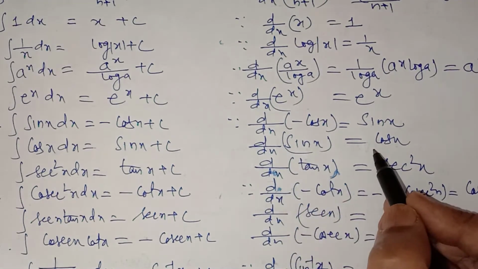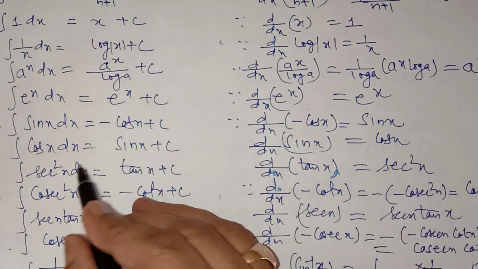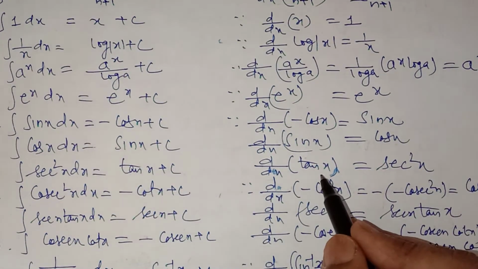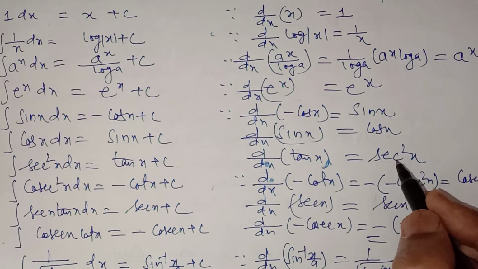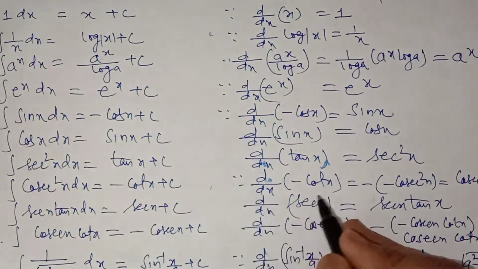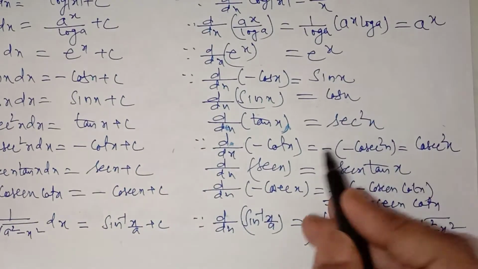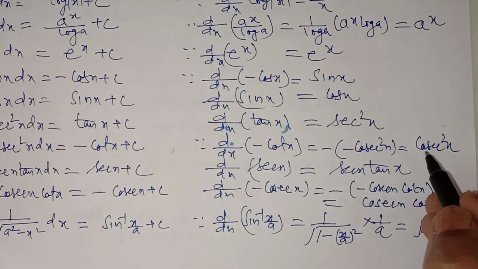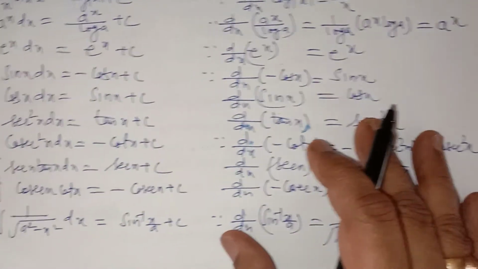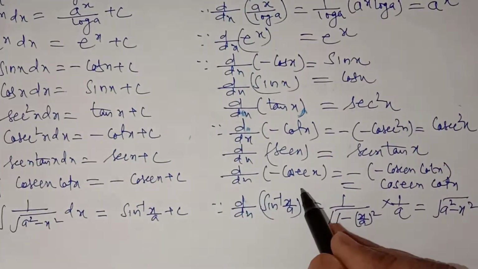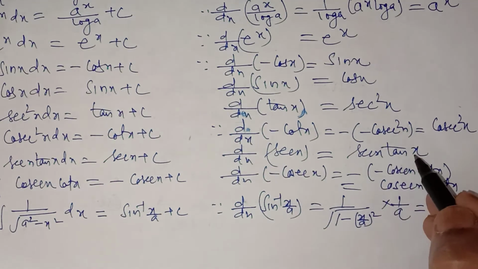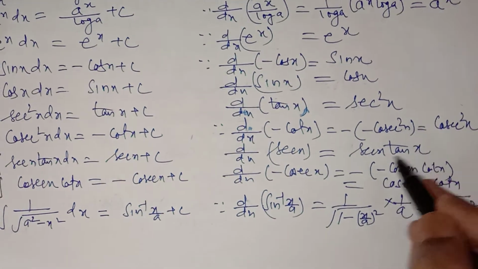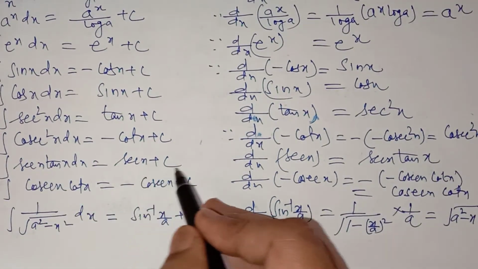Derivative of sin x is equal to cos x, so therefore integration of cos x is equal to sin x. Because the derivative of tan x is equal to sec square x, therefore the integration of sec square x will be equal to tan x. Because the derivative of minus cot x is equal to cosec square x, therefore the integration of cosec square x will be equal to minus cot x. Similarly, derivative of sec x is equal to sec x into tan x, therefore the integration of sec x into tan x will be equal to sec x plus c.